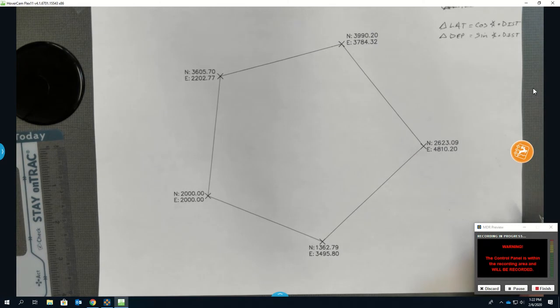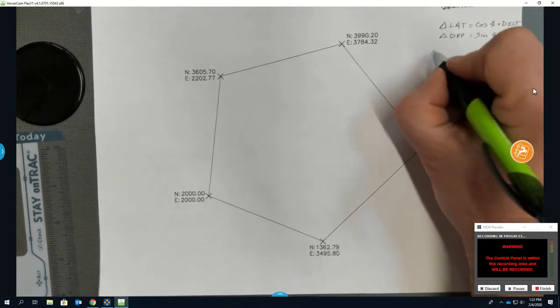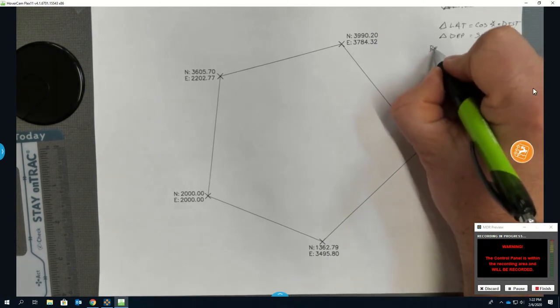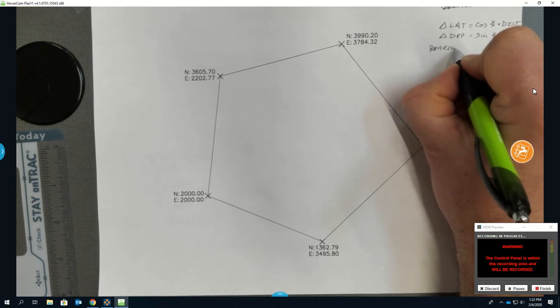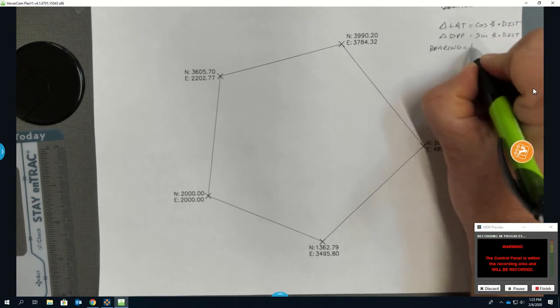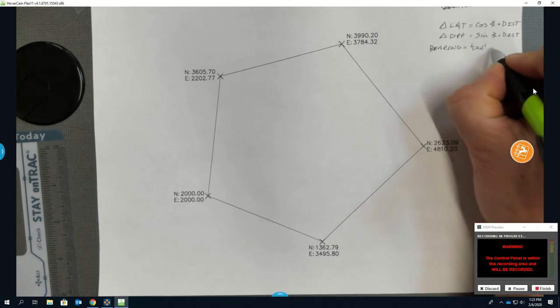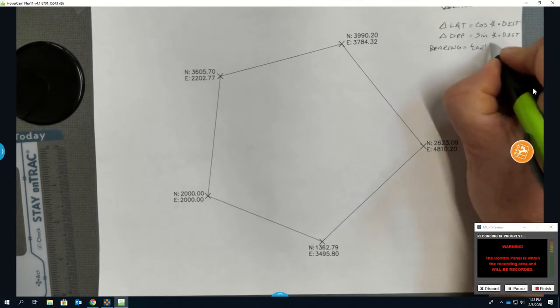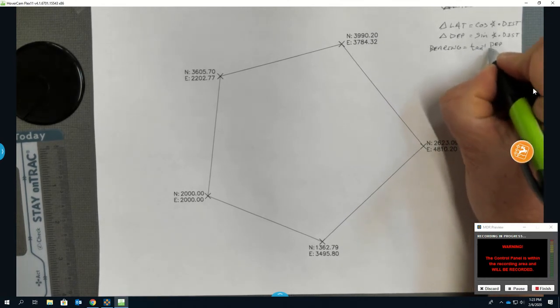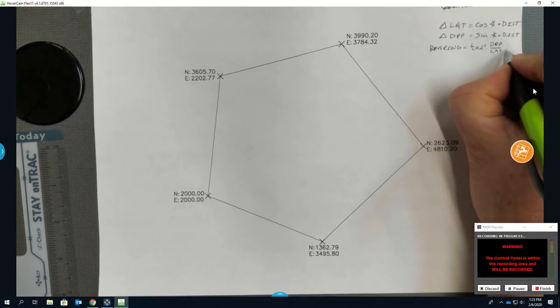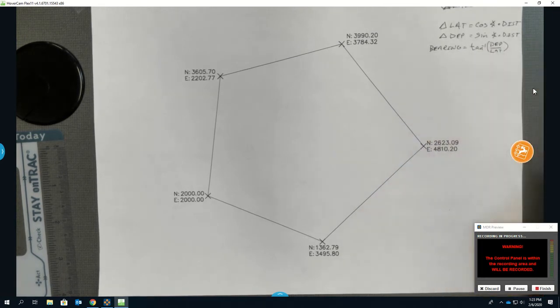And then to find the bearing, it's the inverse tangent of the departure over the latitude. That gives us the bearing.